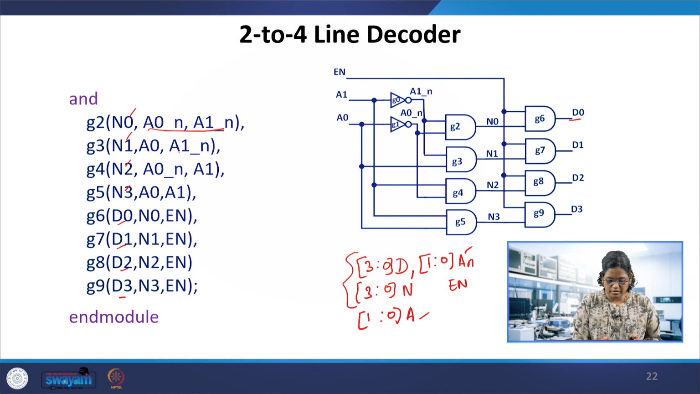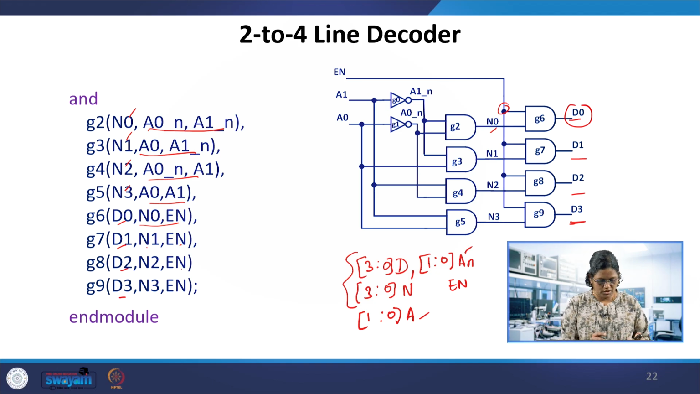So for the gates, AND gates G2, G3, G4, G5 take these 4 ones, and the G6 gate takes enable and N0, the next gate enable and N1, the other one enable and N2, and G9 enable and N3. So when the input is 0 0, D0 would be 1; for 0 1, D1 would be 1; for 1 0, D2; and for 1 1, D3 would be giving 1.